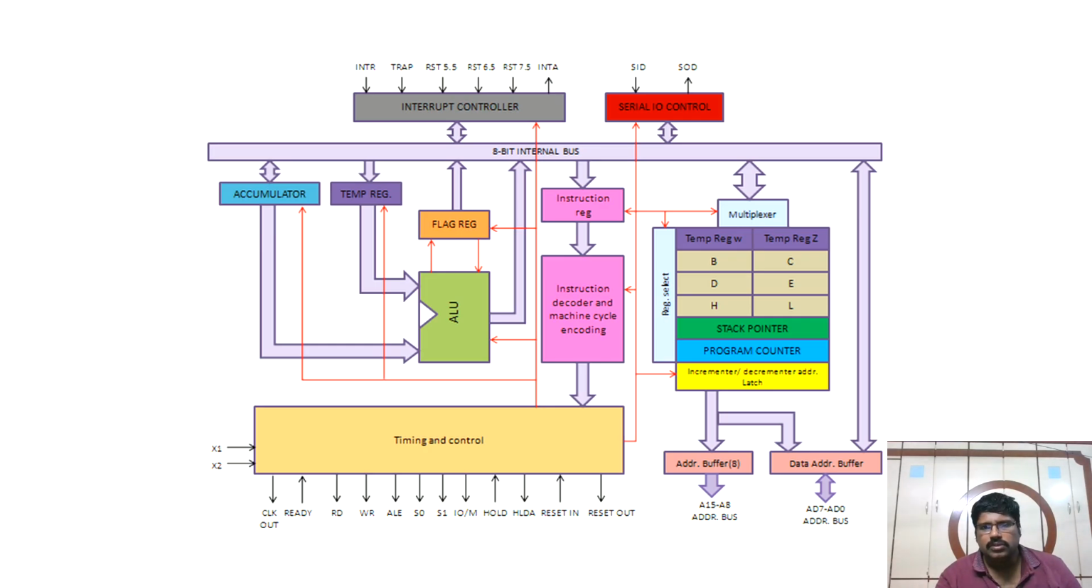Okay. Next, we are having a program counter. All these things are present here. So we are having the accumulator, arithmetic and logical unit, serial IO, instruction register, timing and control unit. Here you can see a lot of pins in the timing and control unit, and X1, X2 are the crystal oscillator pins. That's what we are going to discuss in the next slide.